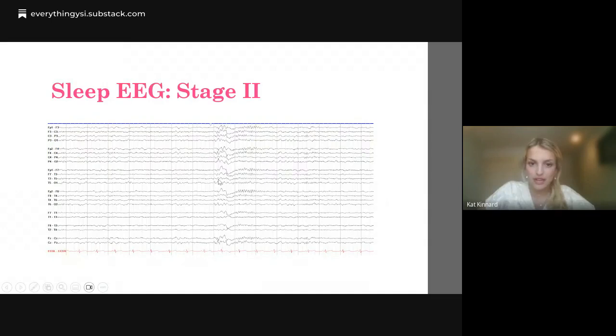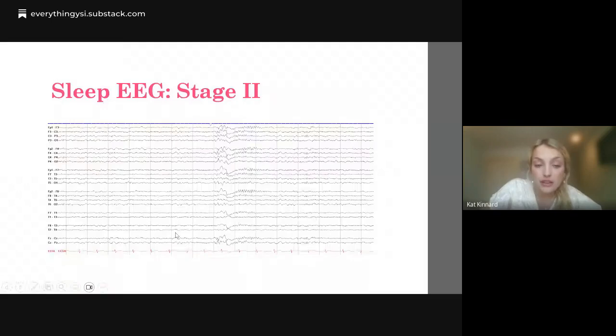They remind me of The Lion King, the scene where they had Mufasa up. Whenever I see that, I think of that. And we don't know the exact purpose of these waveforms. However, they're believed to be important in memory formation and protecting our sleep from outside disturbances. So when we see these features, the K complexes and the spindles, we know that the patient is in stage 2 sleep.